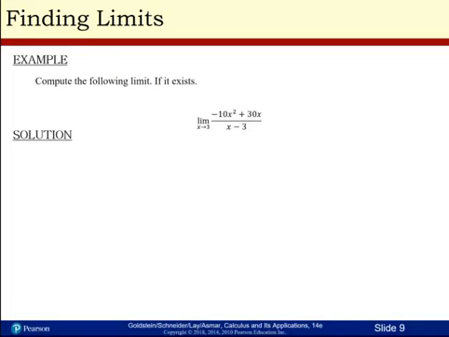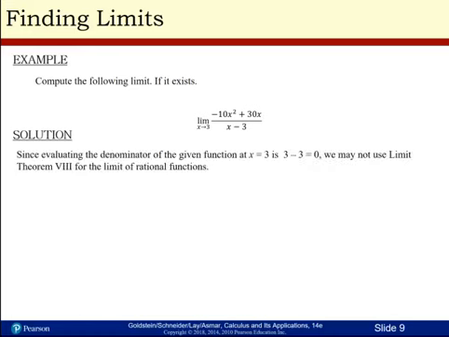All right, next, let's compute the following limit if it exists. This is the next example. I have the limit as x goes to 3 of negative 10x squared plus 30x all over x minus 3. For our solution, we will notice that evaluating the denominator of the given function at x equals 3 gives 3 minus 3, so we cannot use limit theorem 8 for the limit of rational functions. We can't just plug in our value of a, which is 3. So we're going to have to manipulate this a little bit.